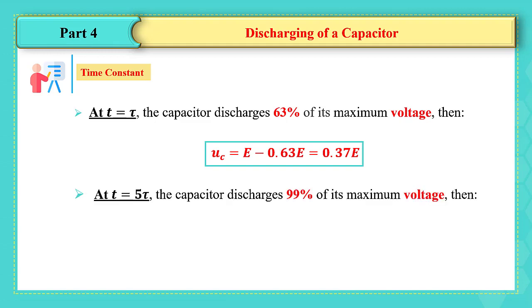At time t equal to 5 tau, where the capacitor is practically fully discharged, the capacitor discharges 99% of its maximum voltage, then UC is equal to E minus 0.99E, which is approximately equal to 0.